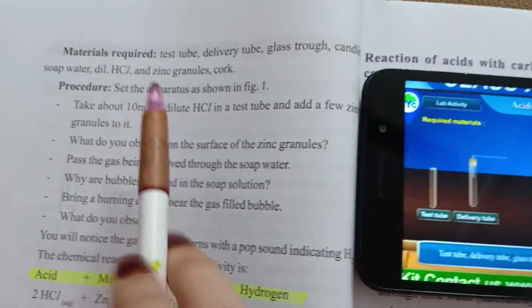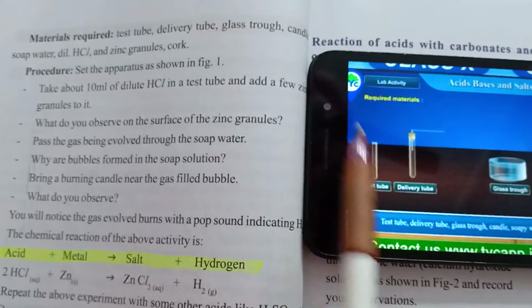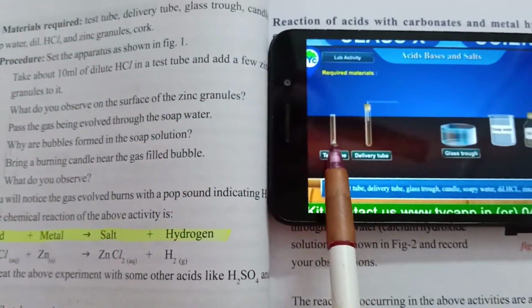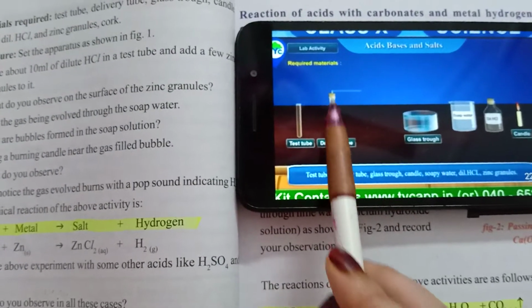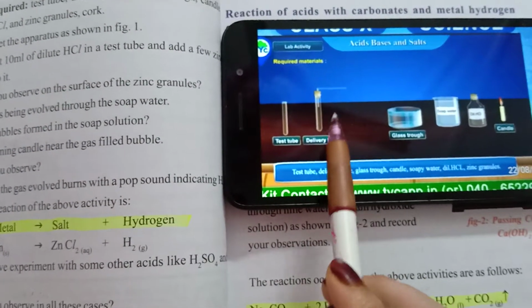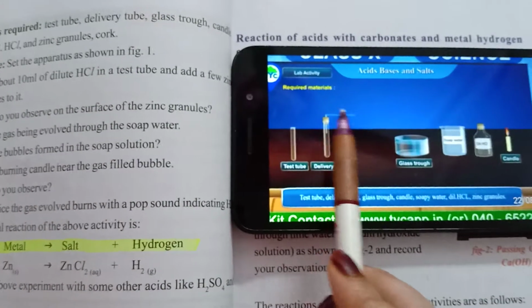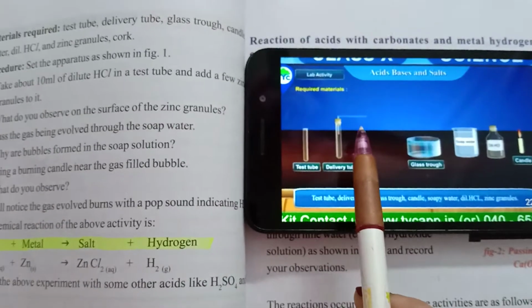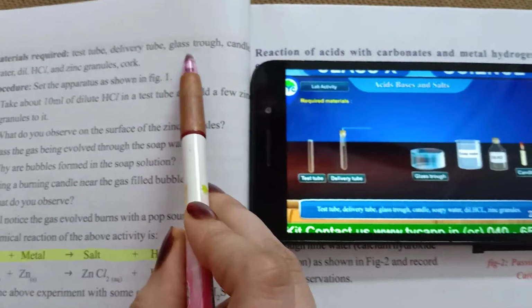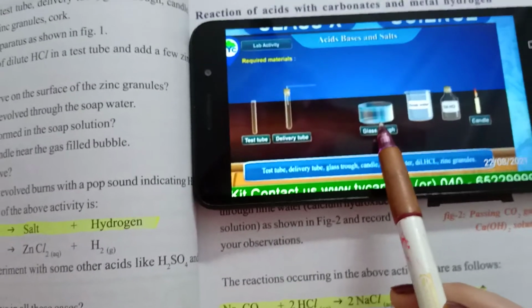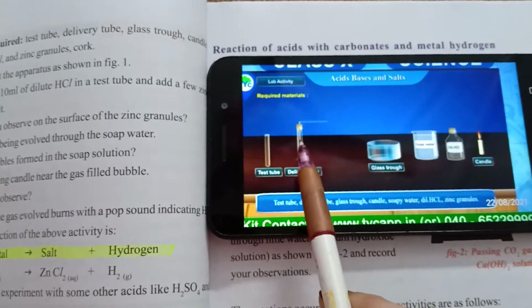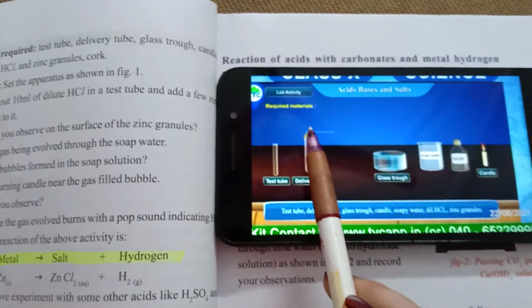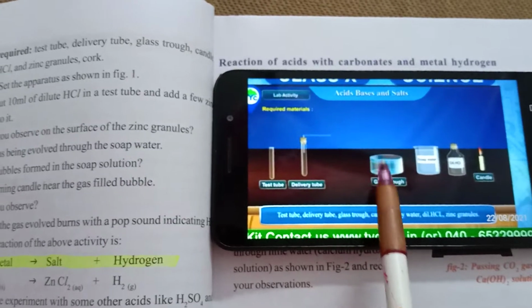To get our aim, we need some required materials. What are they? The required materials are a test tube. This is the test tube. Next, the delivery tube. This is the delivery tube. The delivery tube sits on top of the test tube, which means gas will pass through that delivery tube. Next, we need a glass trough. This is the glass trough. The delivery tube will be inserted in this glass trough, so the gas released by the test tube will pass into it.